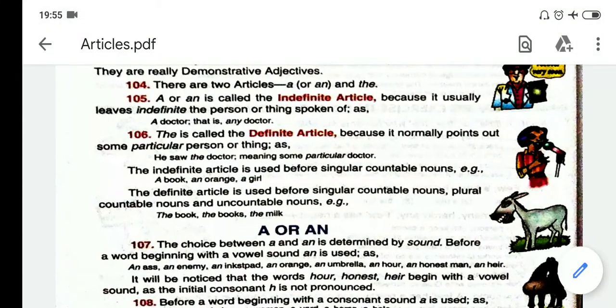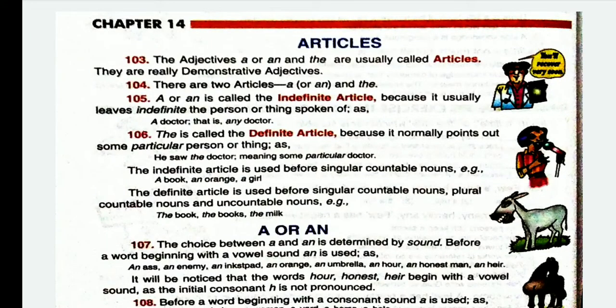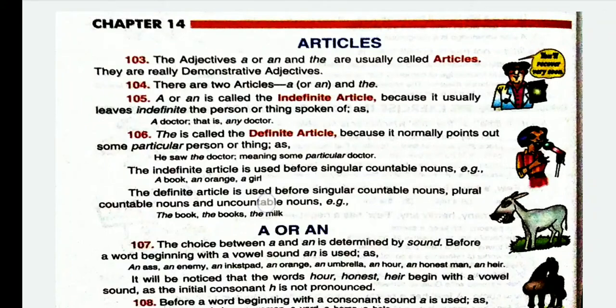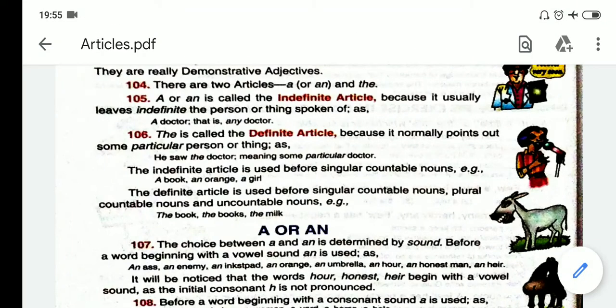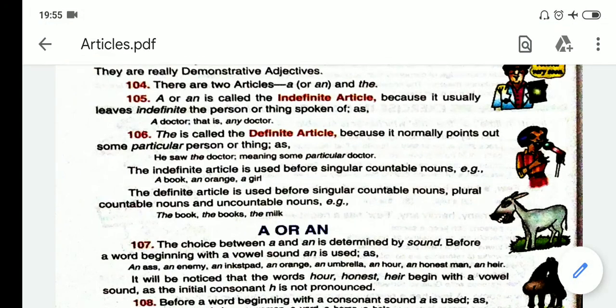The definite article, when I say definite article means the, is used before singular countable nouns. The book, the books, the milk. So it can be used with singular countable nouns as well as plural countable nouns and as well as uncountable nouns like milk. Milk is an uncountable noun, but you can't use a with the milk, but you can use the with the milk. So the is the definite article which is being used with the uncountable noun milk.